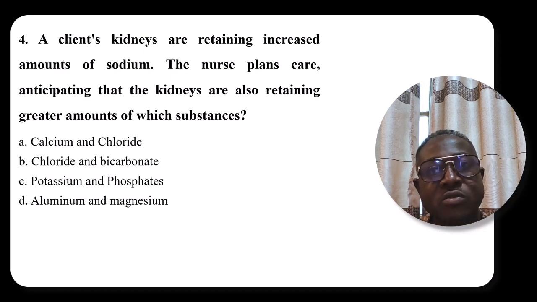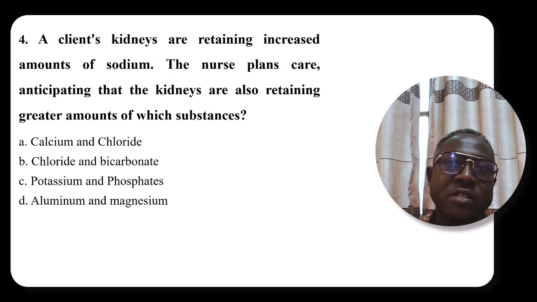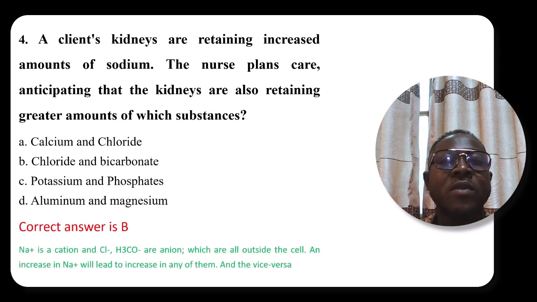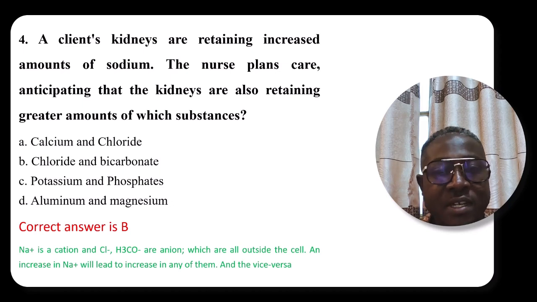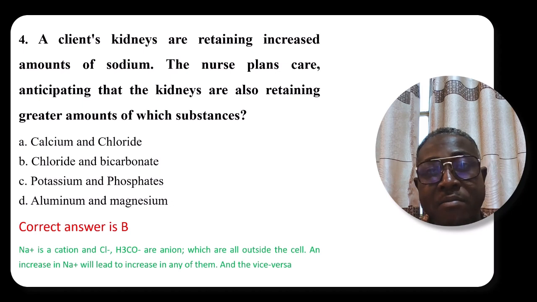Answer in the comment section with the explanation. Alright, so let's look at the correct answer here. The correct answer here is B. As for D, it is a no because the kidney has nothing to do with the aluminium and the magnesium. Okay, in terms of the regulation of potassium, there is something that the kidney plays a role with.